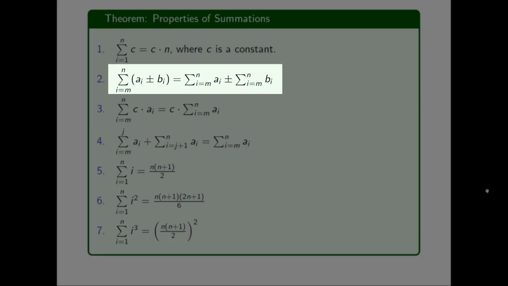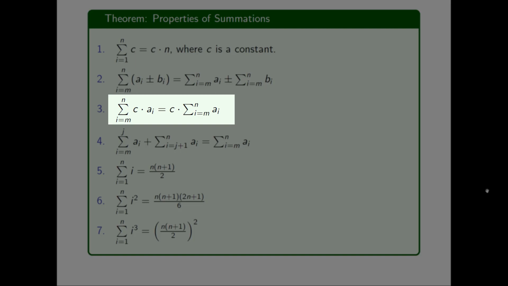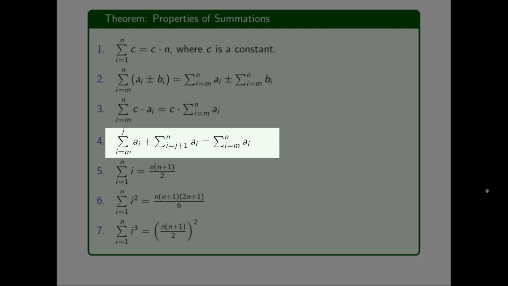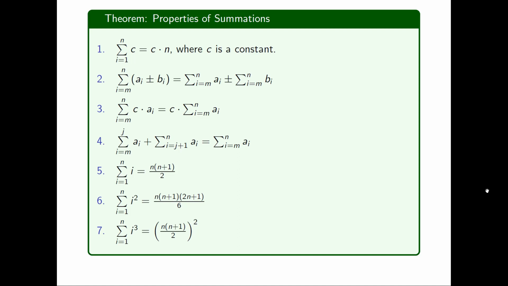The next rule says that if we have the sum or the difference of two sums, we can add them and subtract them. Then number 3 says if we have a constant multiplied, we can take that outside. The fourth one really just breaks the sum apart. And then numbers 5, 6, and 7 are just some little rules we'll see, and you can prove each of these. There are some nice little induction proofs you can do for these.